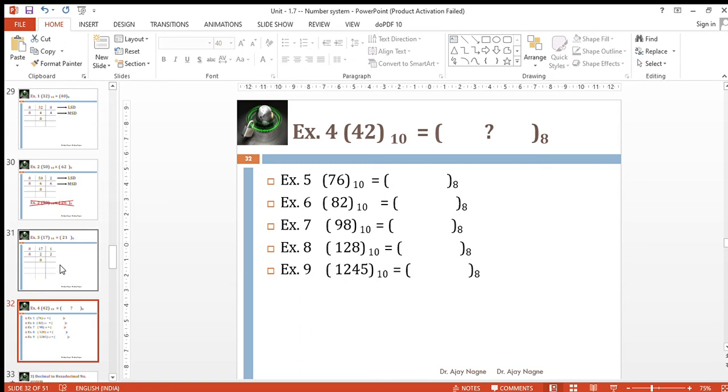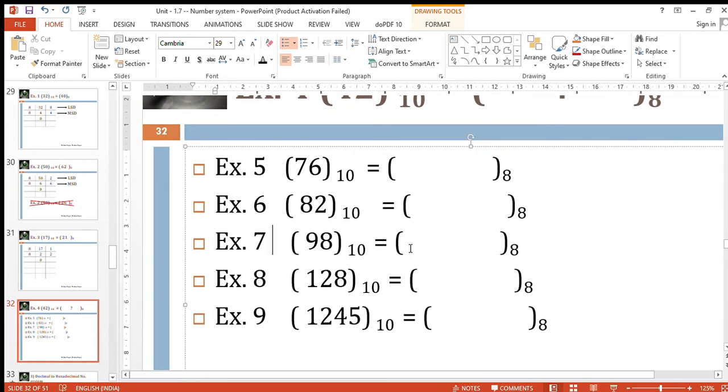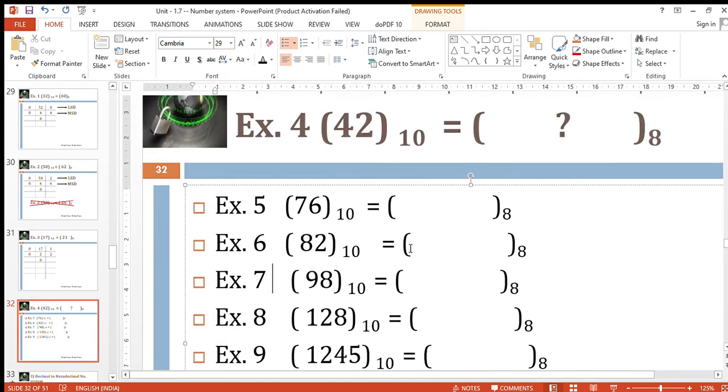Good. So solve it. The remaining ones you have to solve. At least two of these you have to solve and give me the answer immediately. All of you started solving?